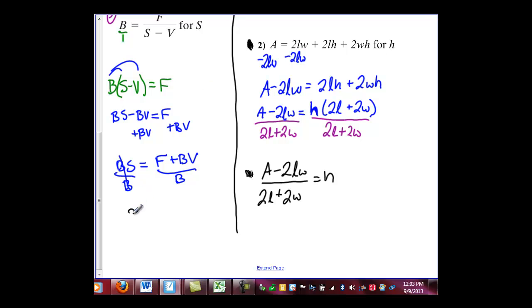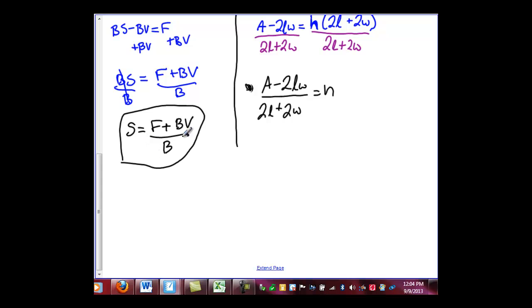So we're ending up with s equals f plus bv over v. Oh, gee whiz, over b. Let me fix that. There, like it never happened. Anyway, that's going to be a perfectly acceptable answer. I'm going to take this answer and tweak it.